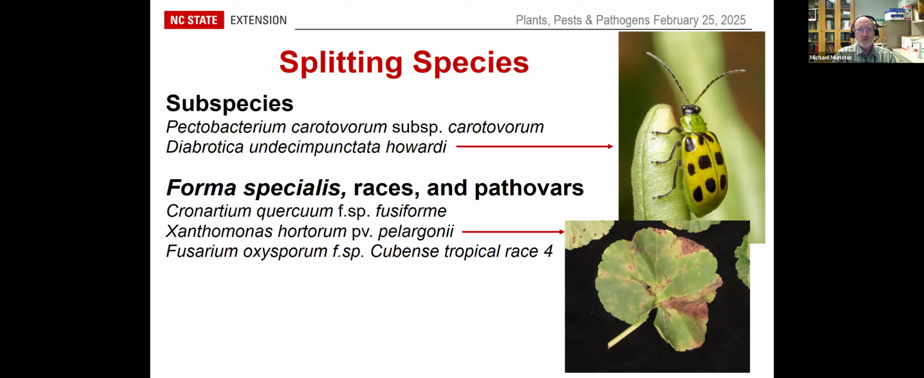Tropical race 4. So that would be one that's of a great deal of concern right now in the banana growing world, is causing a lot of destruction. So technically there are some incorrect things about the way that this is laid out. The FSP should not be italicized. The race 4 should also not be italicized. But it's just an example of a division within a species that we sometimes use in pathology.